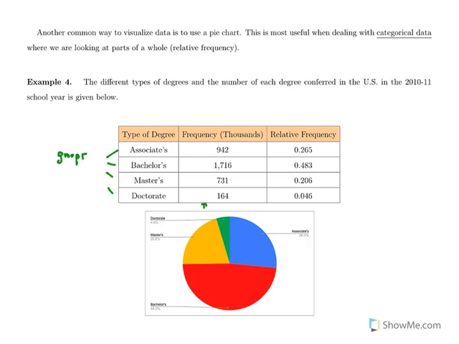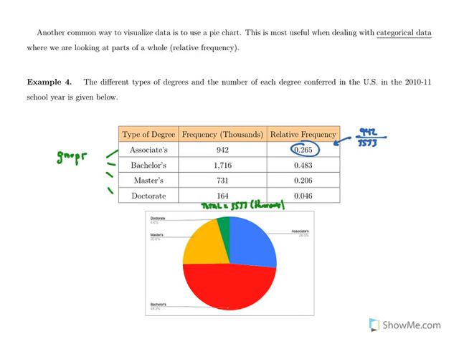We think about the total number is just going to be adding up all of these values. And if we add all these together, it's going to come out to be 3,533. This is given in thousands. And we can find the relative frequency by doing 942 divided by our total to get that 0.265. We can find the rest by taking the corresponding frequencies and dividing by 3,533.